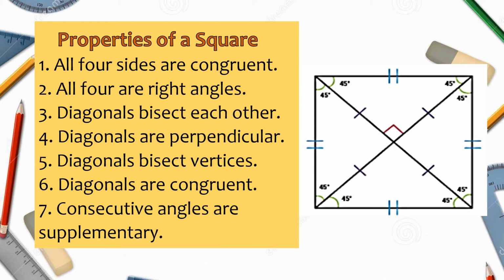Third one, diagonals bisect each other. Fourth one, diagonals are perpendicular. So, ibig sabihin ulit, nung nagtagpo ang dalawang diagonal sa kanilang intersecting point or point of intersection, nakabuo sila ng 90 degrees. Kaya sinasabing sila ay perpendicular. Fifth one, diagonals bisect vertices. So, mapapansin natin, mula sa 90 degrees, meron tayong dalawang 45. Kasi nung dumaan ang diagonal, nahati ang 90 degrees. Sixth one, diagonals are congruent. And seventh one, consecutive angles are supplementary.